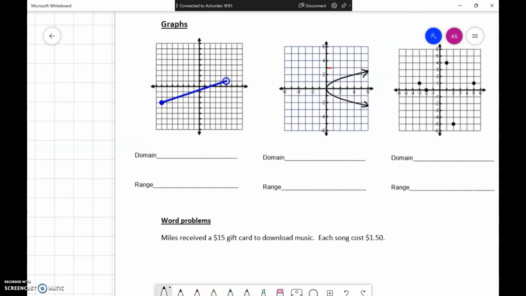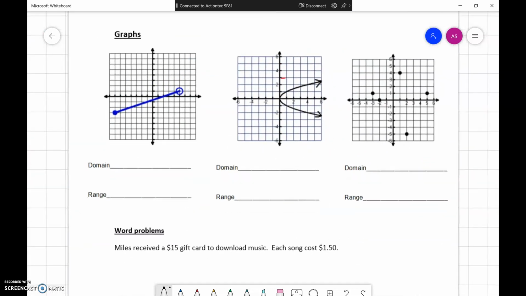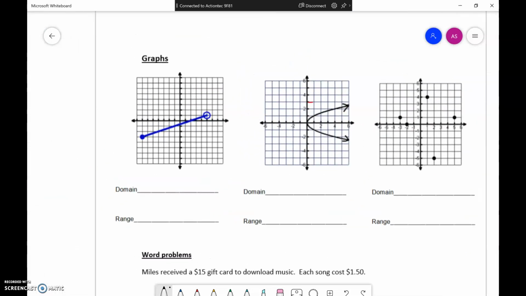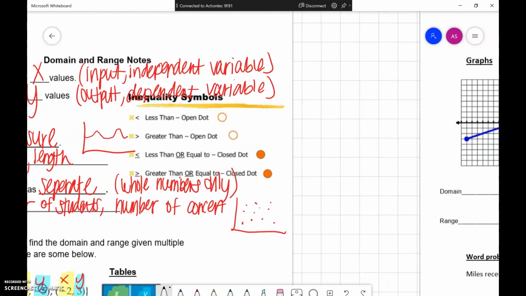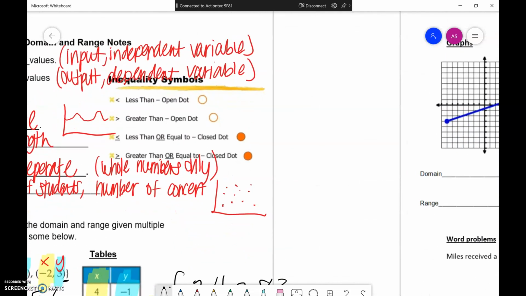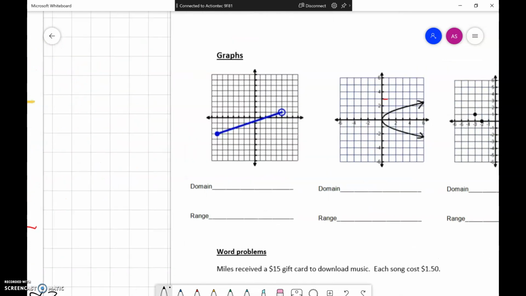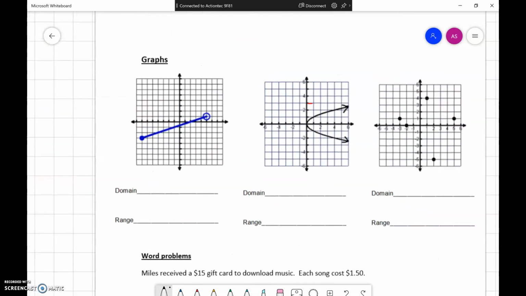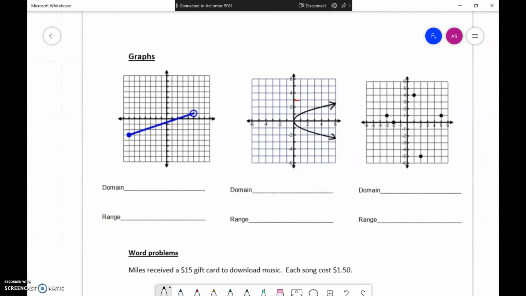Now the graphs get a little tricky, okay? So make sure you're paying close attention here. If you need to rewind and go back, please do that. So on the front and on the first page, I had your inequality symbols. So when you're dealing with an inequality, or when you're dealing with a continuous graph, you're going to be writing your domain and range using inequality notation. Okay, so I want to see, where does my graph start and stop?